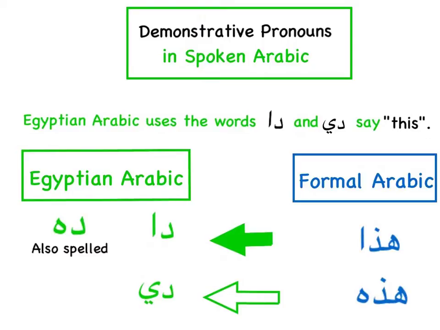A common phrase or expression that you might hear: di hello awi. That means it's really beautiful. Or if you want to ask, what's that? In Egyptian, ida. So you can see it's not very complicated.